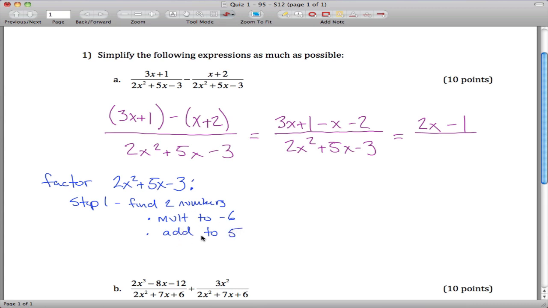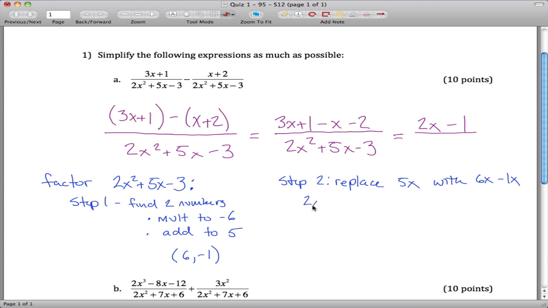So let's see, you think about that for a little while. One of them will have to be negative for it to multiply to a negative. So maybe positive 6 and negative 1. I think that satisfies both of these criteria. So then step 2, I won't always show this much work, but the first time it doesn't hurt, is replace the 5x in the middle here with 6x minus 1x, getting these numbers right here. So instead of 5x, we'll write 6x and negative 1x.